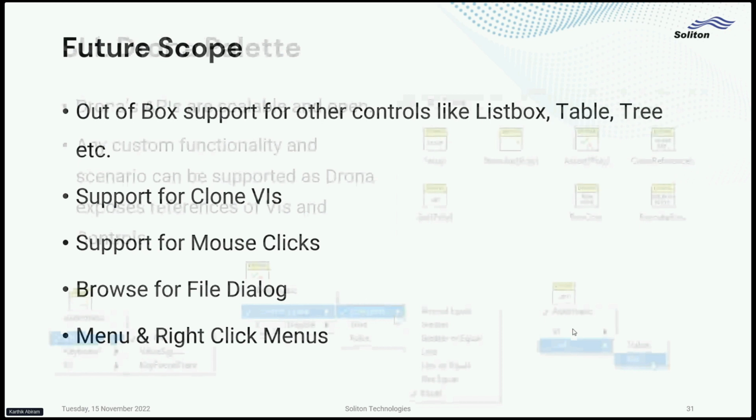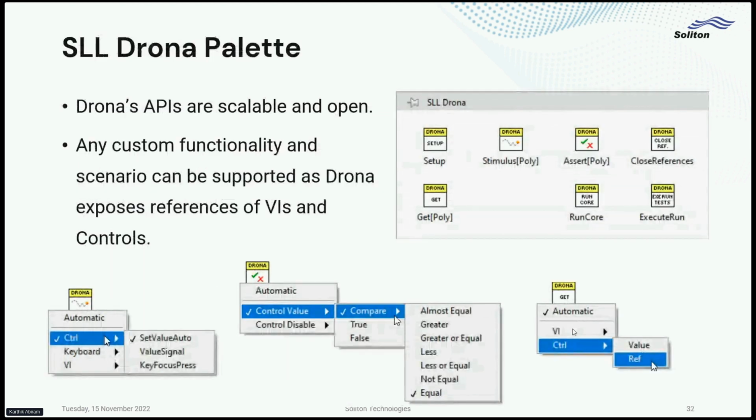And coming back, this is the Drona palette. One more thing I especially want to mention is that even though I've said we are not currently supporting list box or tree, Drona's APIs are pretty scalable and open. You can just give the control name and get the control reference. Drona provides that API. So even if some testing or assertion is not currently supported by Drona directly, you can write your own code to make any custom functionality possible. Any custom testing can be done using Drona by just catching hold of the control reference. Instead of letting Drona do the stimulus and assertion, you can do those yourself for things that are not supported by default.